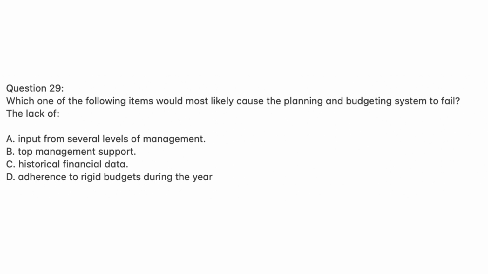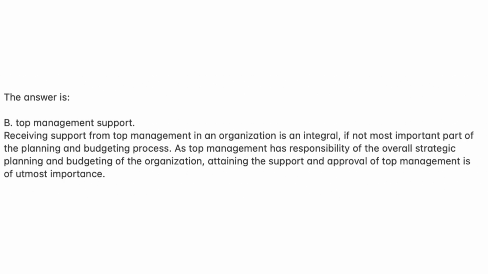Question 29. Which one of the following items would most likely cause the planning and budgeting system to fail? The lack of A. Input from several levels of management. B. Top management support. C. Historical financial data. D. Adherence to rigid budgets during the year. The answer is B. Top management support.